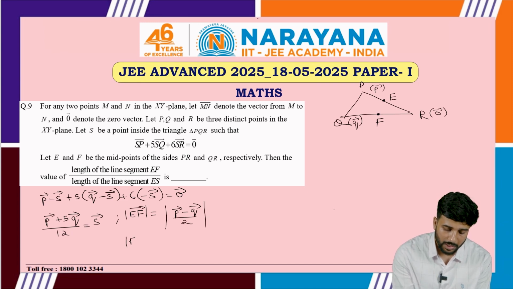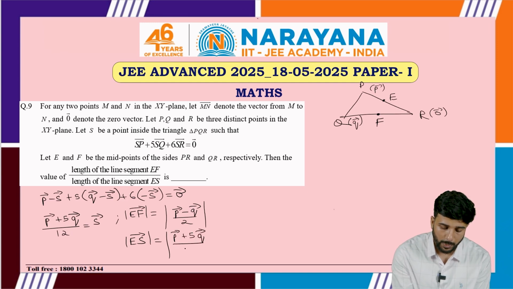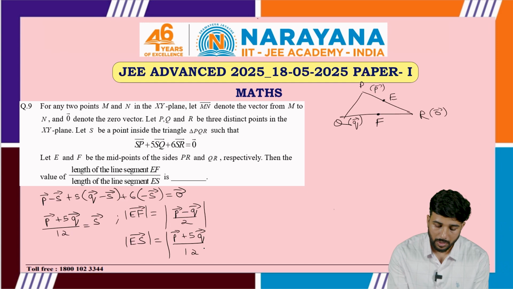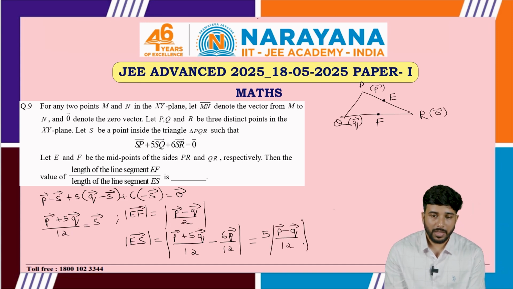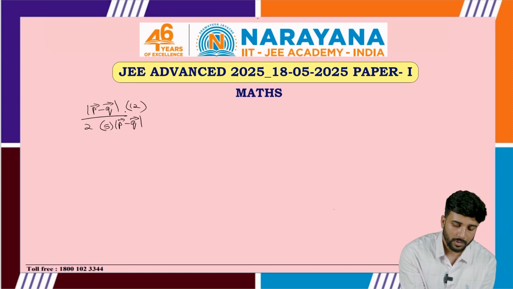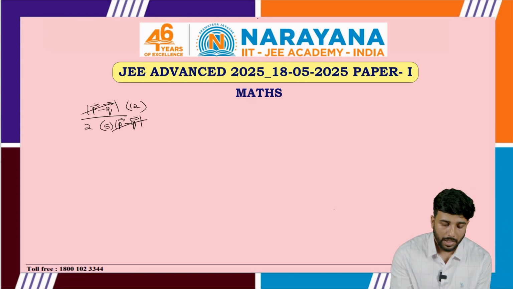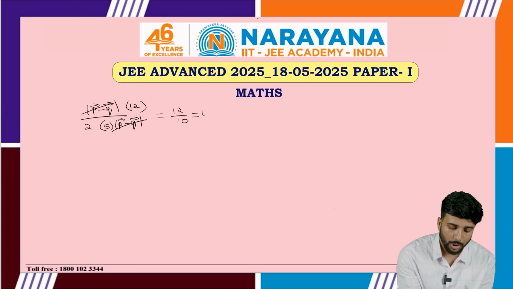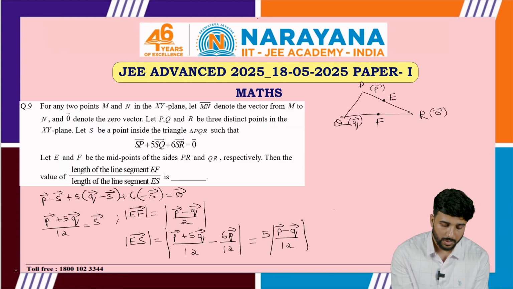Coming to the ES part, what will the length of ES be? S bar minus E bar. What is S bar? (P plus 5Q) by 12 minus E bar. E bar is P by 2, or 6P by 12. So I'll get this as 5 times modulus of (P minus Q) by 12. So what is the length of EF by ES now? (P minus Q) by 2 into 5 times (P minus Q) by 12 I'll get. So this is non-zero, I can cancel it. I'll get 12 by 10, which is 1.2. So the answer for this question is 1.2.